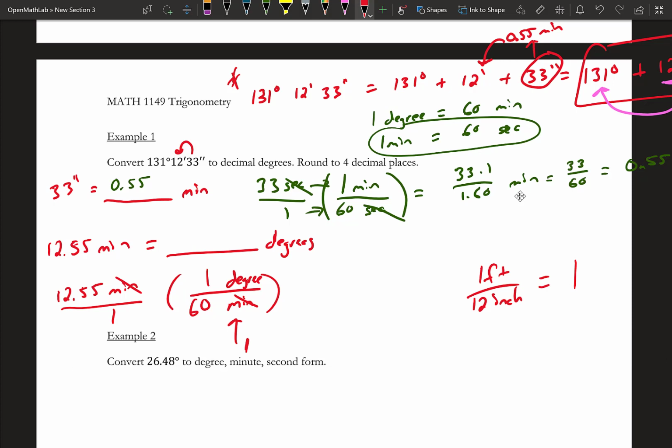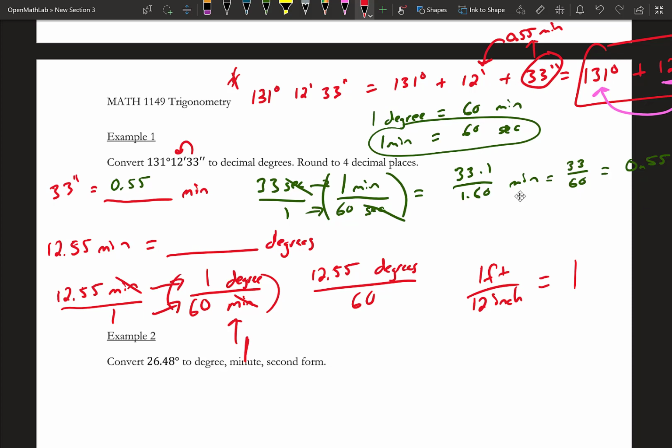It's important to note that anytime I multiply something by 1, the multiplication property of 1 says that you get the same thing back. So in other words, I'm changing how these things look, I'm not changing the value of the angle measurement. So now if I multiply straight across, what I end up getting is 12.55 degrees divided by 60.